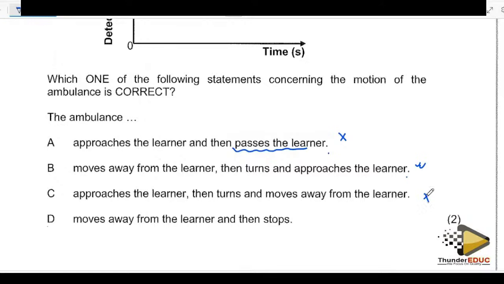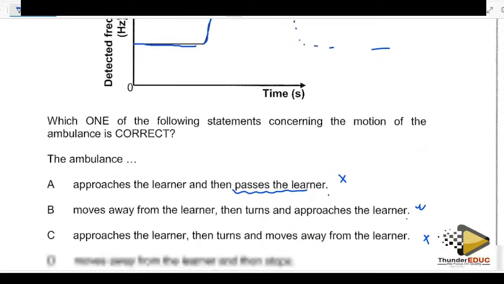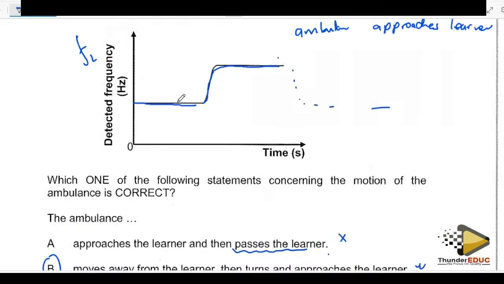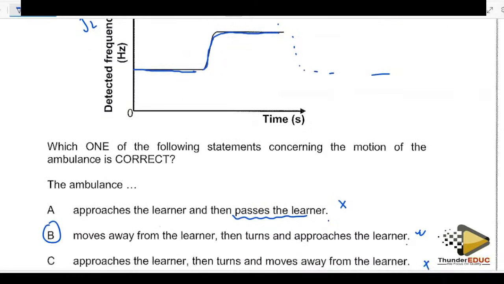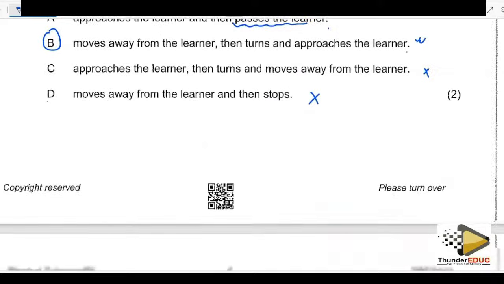No, that is not correct, because if it was turning away, then the second part of the graph would be below, or would be lower than the first one. And then D: moves away from the learner and then stops. This is out. So I'll take option B because it has some bit of truth in it. It moves away and then turns and approaches the learner. As it's moving away, the frequency is lower. And then as it's approaching, the frequency that will be observed by the learner will be high. So option B is the correct answer there.